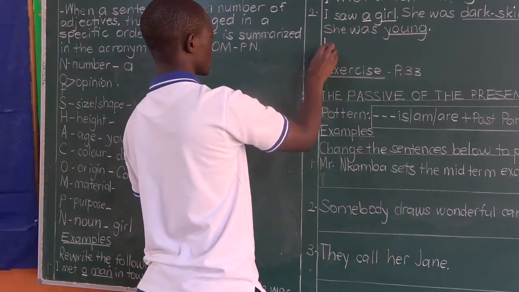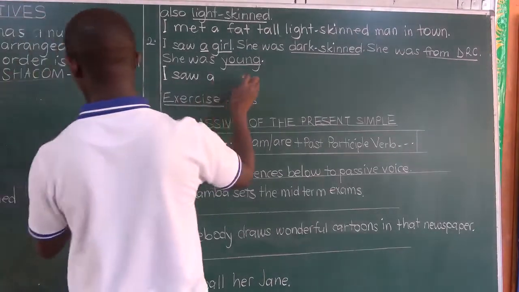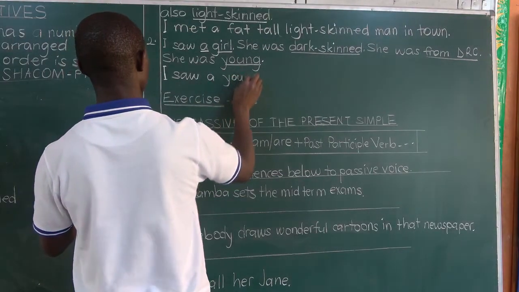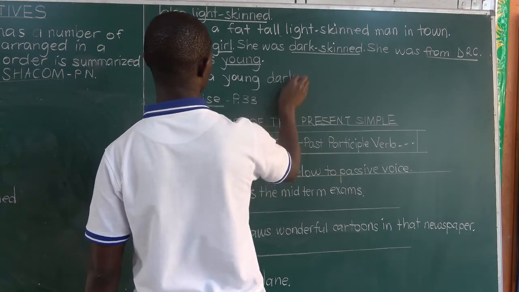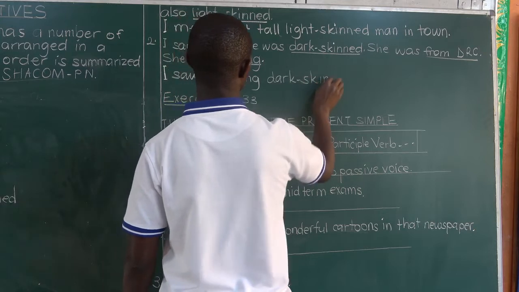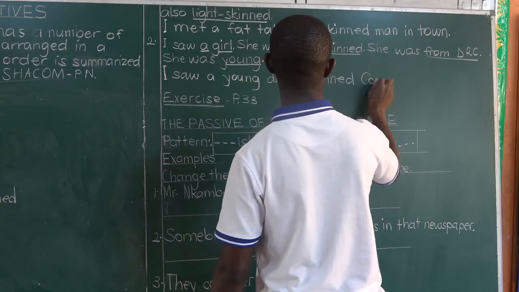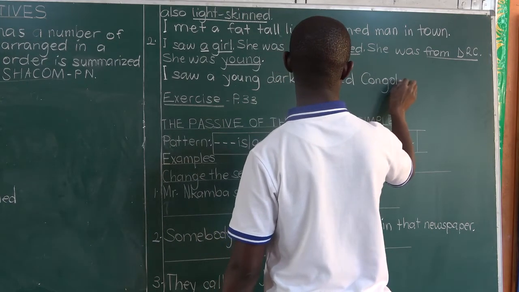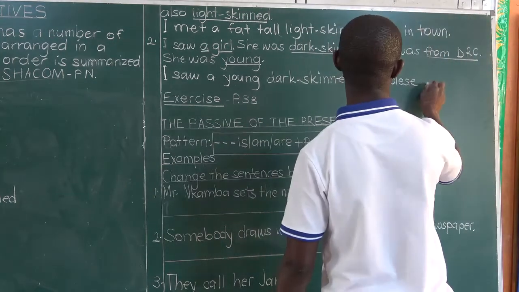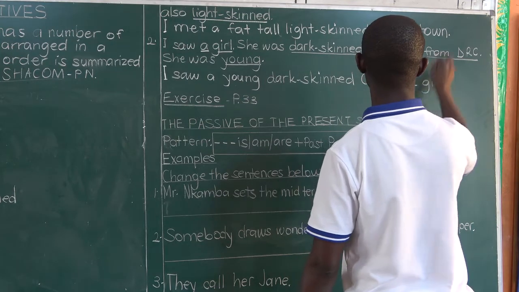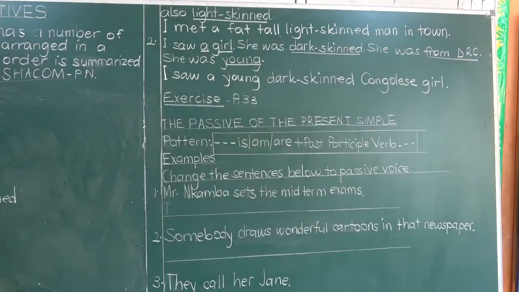So we write a full sentence now and say, I saw a young, dark-skinned Congolese, capital C, girl. You write small "a" before "young, dark-skinned Congolese girl." Don't forget to punctuate, and that will be your answer.